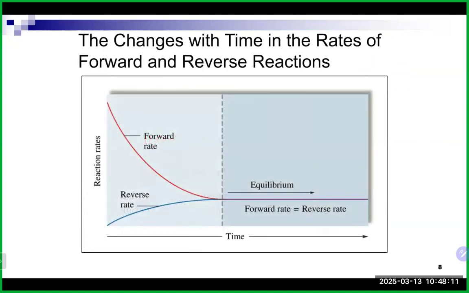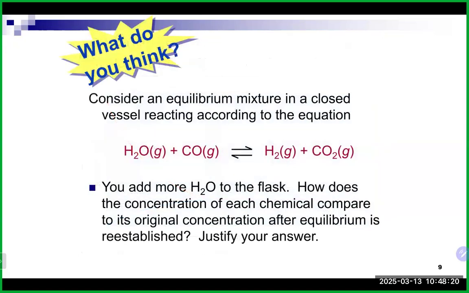So when you're looking at a graph, that's really where you want to figure out where equilibrium is, where you start to see everybody's constant concentrations occur.